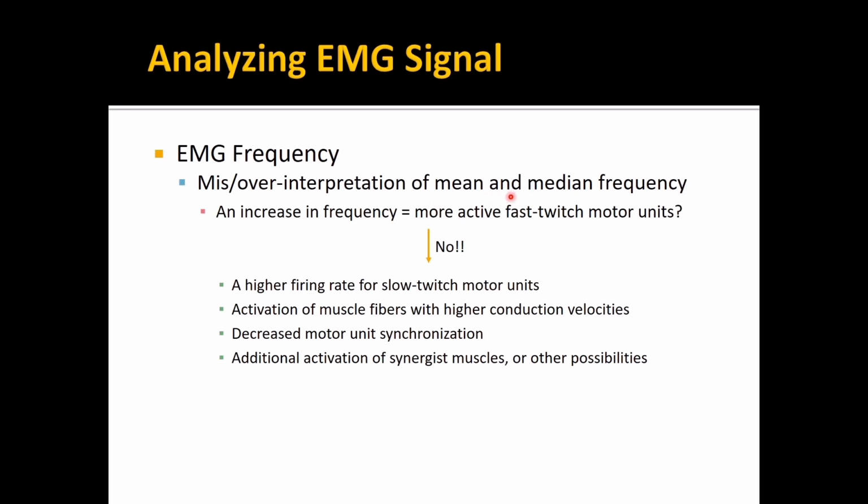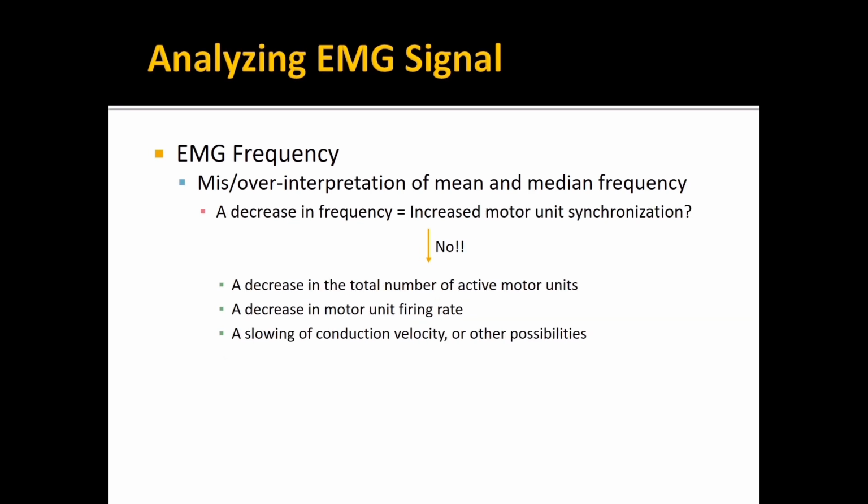The mean and median frequency are often misinterpreted or overinterpreted. For example, if we have an increasing frequency, does that mean more active fast-twitch motor units? No, not always. We can have an increasing frequency from a higher firing rate for slow-twitch motor units, also activation of muscle fibers with higher conduction velocities, or decreasing motor unit synchronization, and additional activation of synergist muscles or other possibilities.